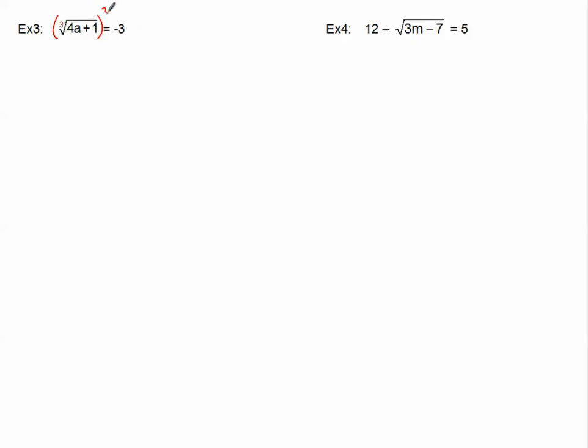I'm going to take both sides and I'm going to cube. Put parentheses and cube. Cubing a cube root undoes each other and we get our 4a plus 1. Cubing negative 3, which is negative 3 times negative 3 times negative 3, is negative 27. And now we have this pretty simple equation. We just go and solve this.